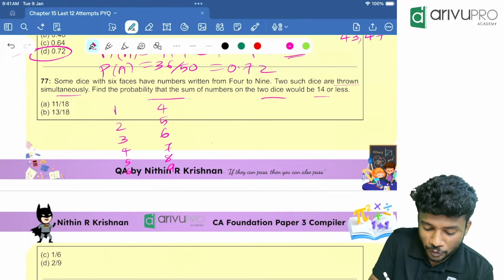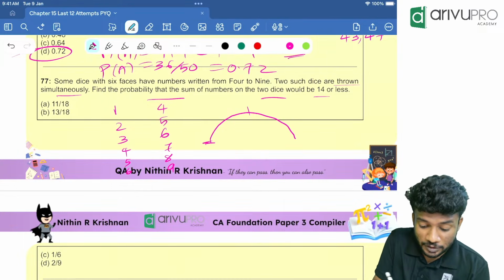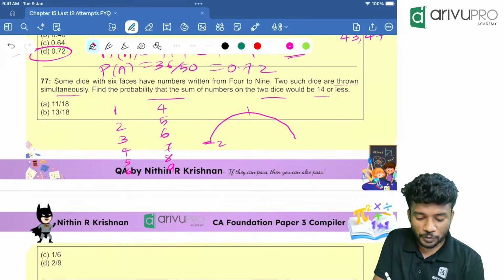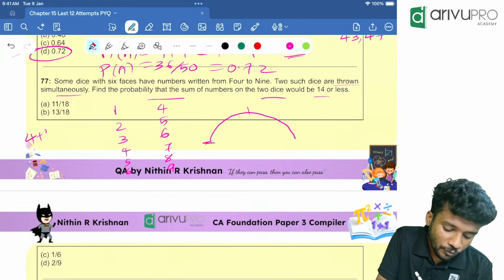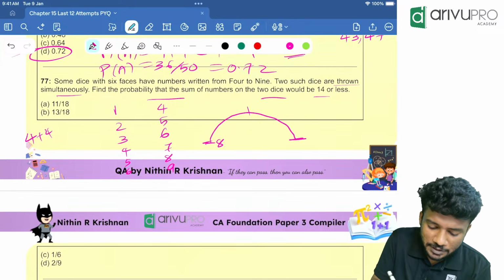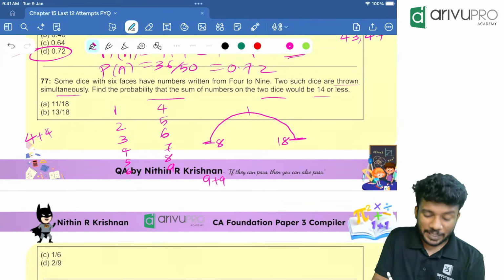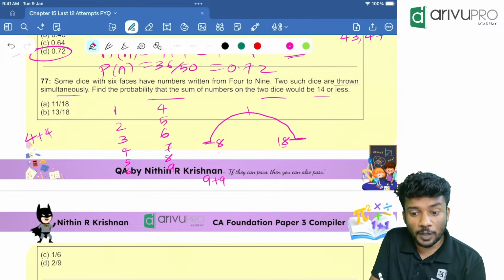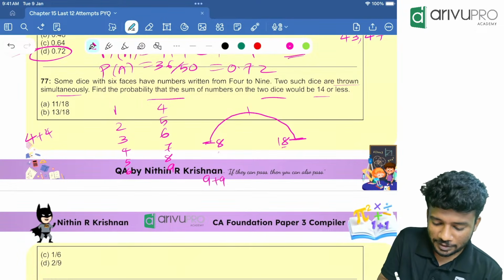So instead of 1 to 6, they are writing it as 4 to 9. Do you remember the arc which I taught you? In that arc the minimum sum was 1 plus 1, which is 2. Here the minimum sum will be 4 plus 4, which is 8. Maximum sum will be 9 plus 9, which is 18. Previously the highest sum was 12, it is now 18, that is 12 plus 6. So we should add an extra 6 to all the numbers. That's the only thing over here.